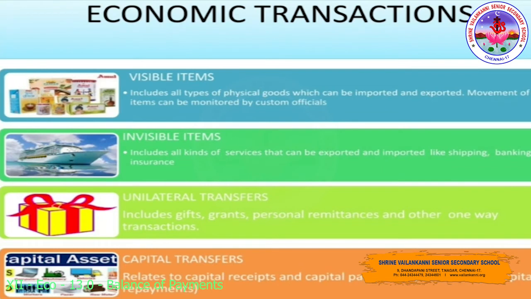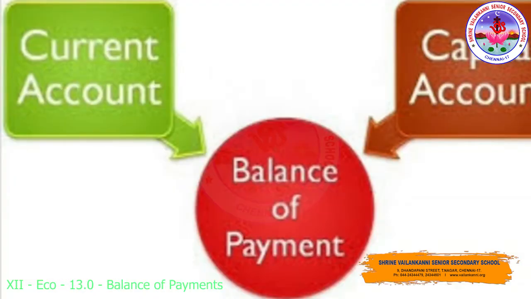Economic transactions: visible items, invisible items, unilateral transfers and capital transfers. Unilateral transfers include gifts, grants, personal remittances and other one-way transactions. Capital transfers relate to capital receipts and capital payments, borrowing, capital repayments. Balance of payment has the current account and capital account.